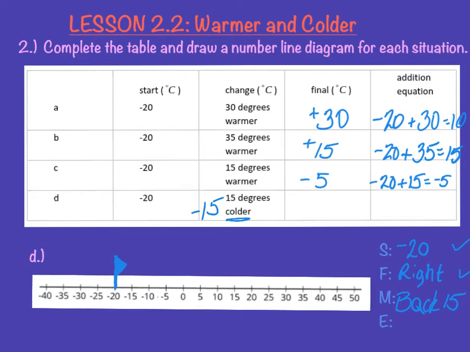Okay, so facing to the right, that means back is going in the opposite direction. Back 15. So remember, these are 5, 10, 15 places. I'm going to end here at negative 35. So I've got negative 20 plus negative 15, and that's equal to negative 35. Final answer here, negative 35.